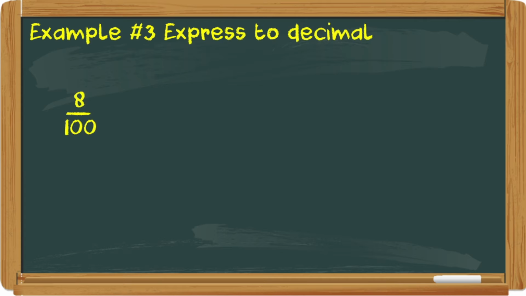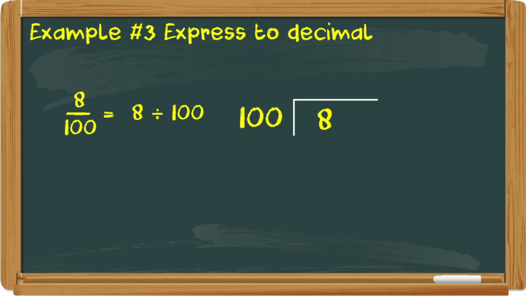Let's try another example. 8 over 100 can be written also as 8 divided by 100. And using the same procedure in the long method of division, 8, the dividend, ay nasa loob, and 100, the divisor, ay nasa labas. We cannot divide directly 8 by 100, so maglalagay ulit tayo ng decimal point at 0 sa dividend. And also, to the quotient part.